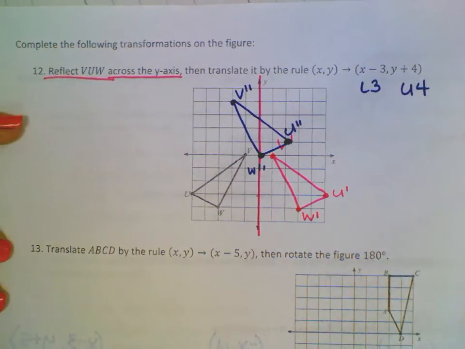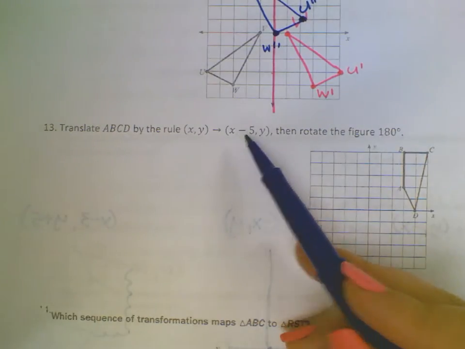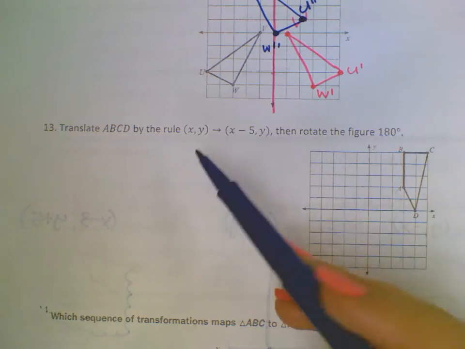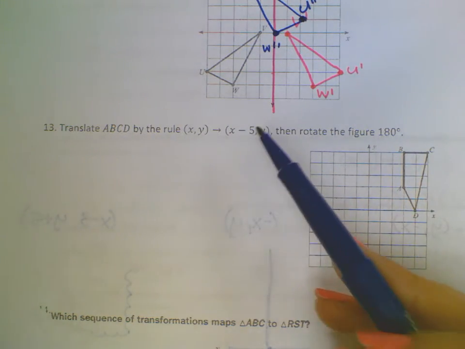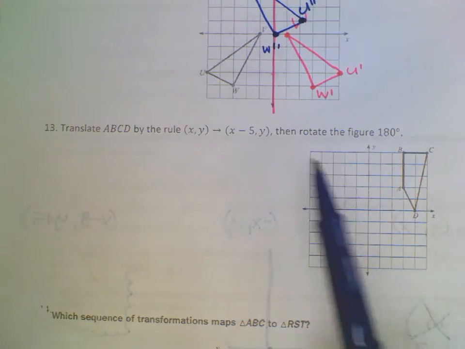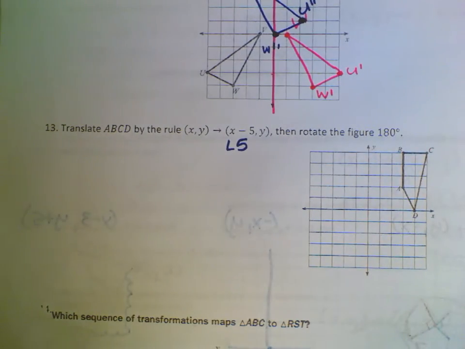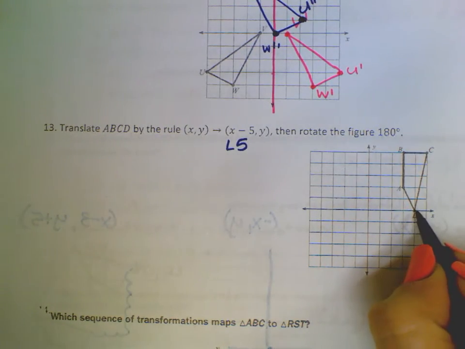So now if I'm looking at number 13, it's asking us to first translate, then rotate 180. So if we're going to translate, it says x minus 5. My x-axis is left and right. If I subtract 5, that means left. So I'm going to go left 5. Nothing happens to my y. So I'm going to take every vertex and go left 5.